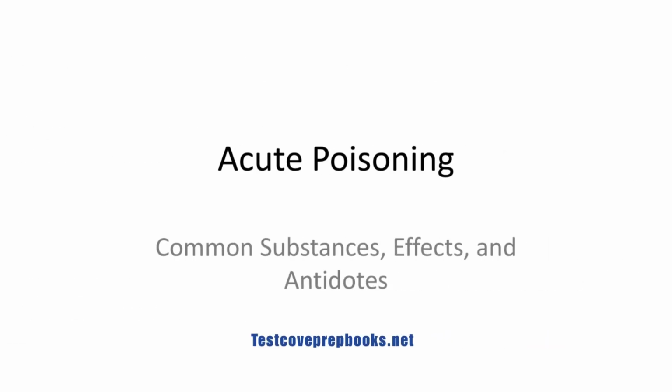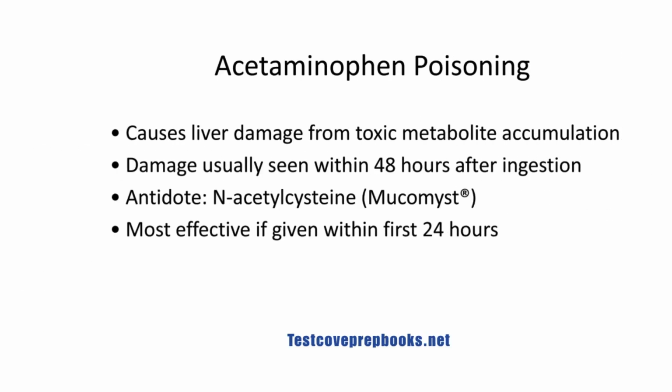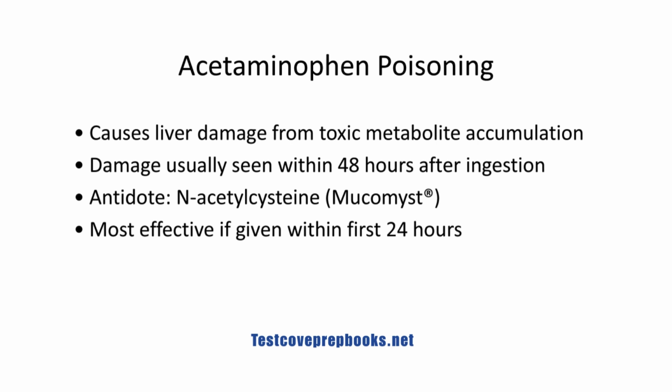Acute poisoning can result from a wide variety of substances. Each has distinct mechanisms of toxicity, clinical presentations, and treatments. Acetaminophen poisoning is one of the most common causes of drug-induced liver injury. The danger comes from the accumulation of a toxic metabolite, which causes liver damage within 48 hours after ingestion. Fortunately, the antidote, called N-acetylcysteine, also known as Mucomyst, can be very effective if given within the first 24 hours.